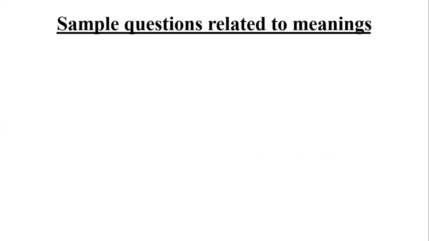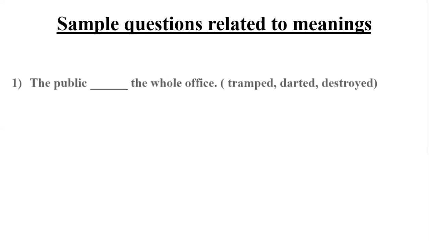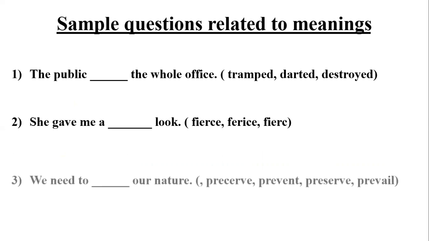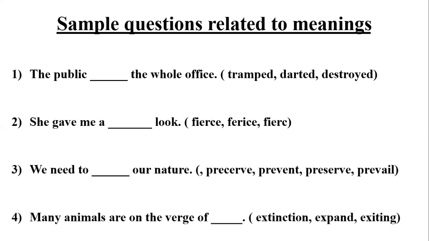Clear? Good. Now here are a few sample questions related to meanings. So I'll just put around 4 or 5 questions. Yeah, so the first one: the public dash the whole office. Okay, so this is how the questions will be in the question paper, but it is not the same question, children. These are just sample questions, so that you understand. I know that most of you are very good at by hearting. So for you all to understand how questions will be asked, do not just learn only this thing. Okay, learn all the 44.